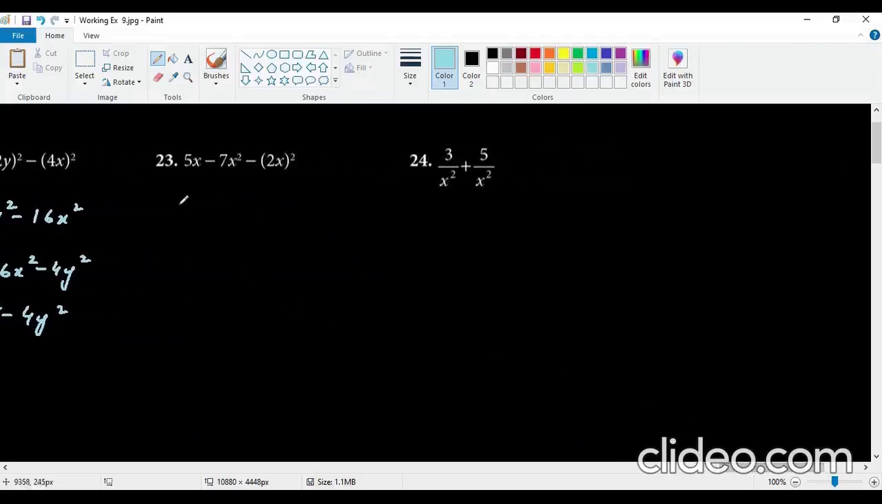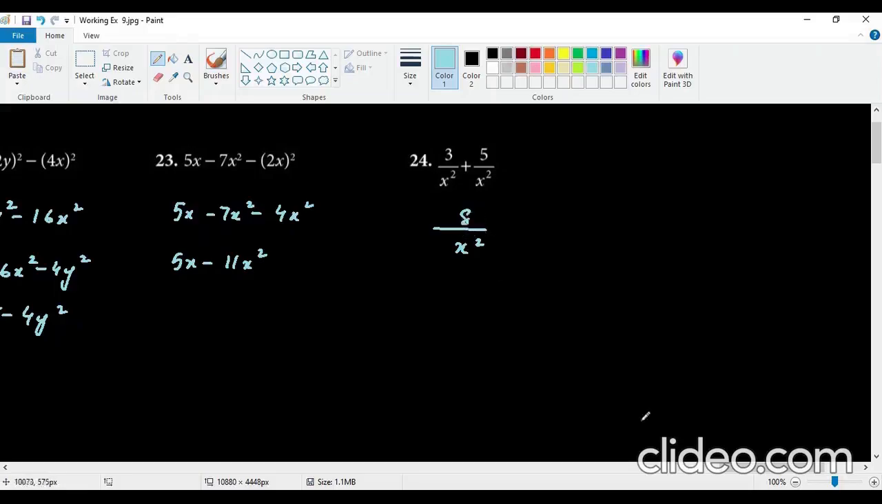Next is question number 23. In here, first one is going to be 5x minus 7x square and minus 4x square. So this is going to give you 5x minus 11x square as an answer for question number 23. In here, the denominators are same, so I will write only once as square, and 3 plus 5 is going to give you 8 as an answer for question number 24.